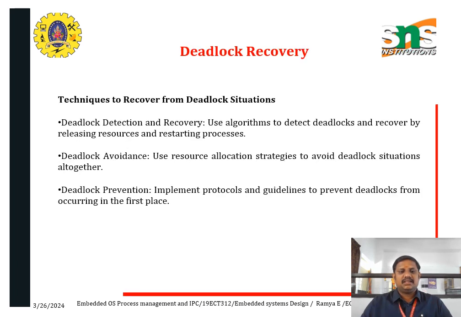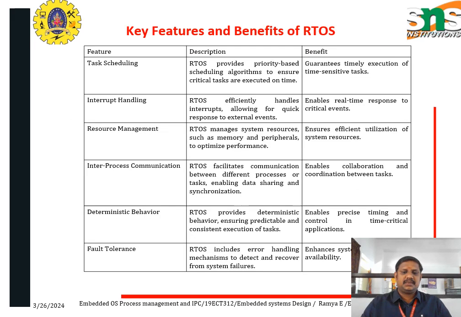Deadlock recovery uses techniques and algorithms to detect the deadlock and recover by releasing resources and restarting processes. Deadlock avoidance mainly uses resource allocation strategies to avoid the deadlock situation altogether. And deadlock prevention implements guidelines that prevent deadlock from occurring in the first place.